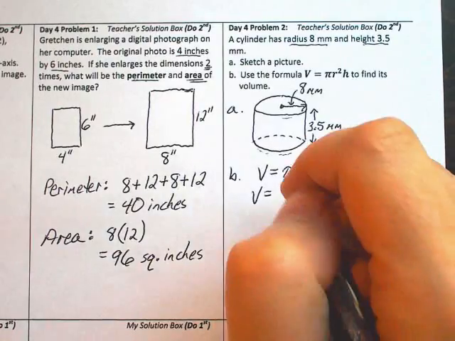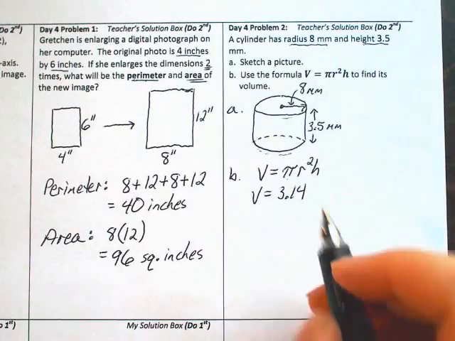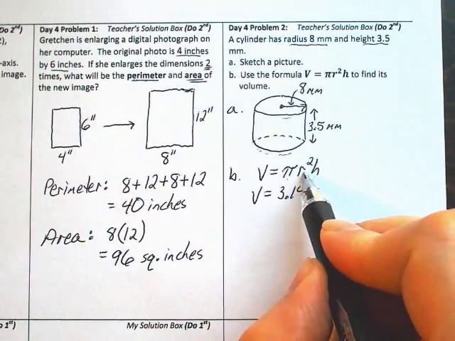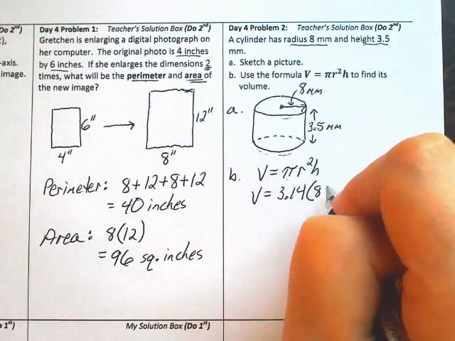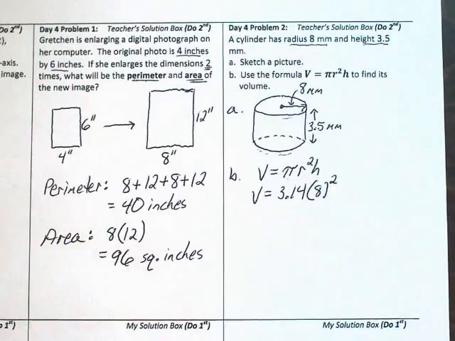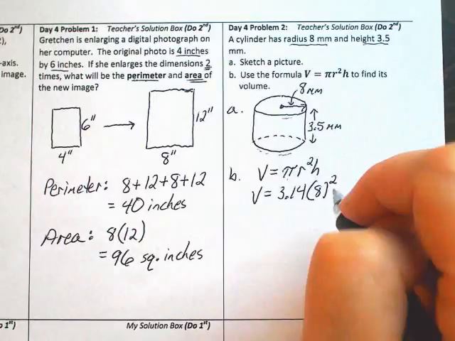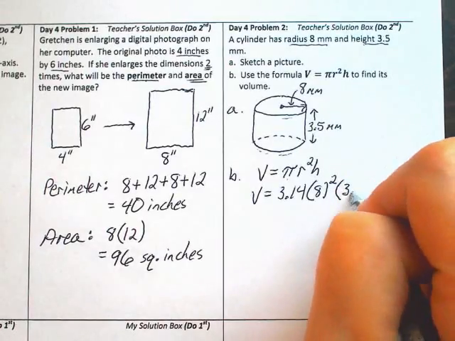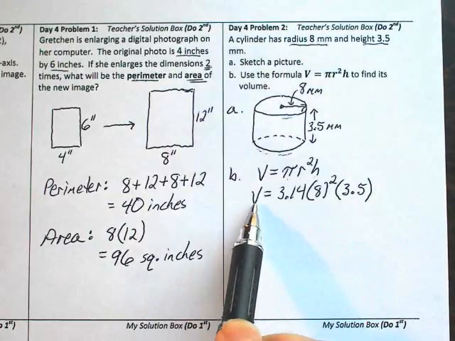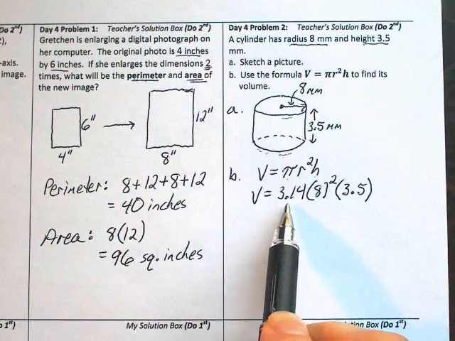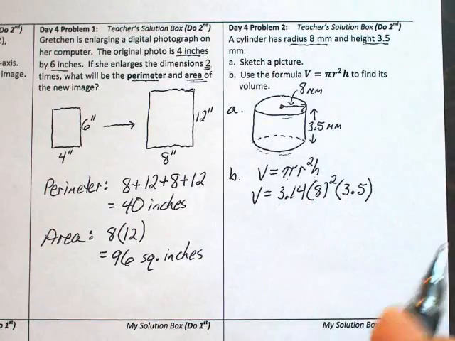So for the symbol pi, we can fill in 3.14. And for the variable r, which represents radius, that is the 8 millimeters. So 8 goes in for r, and then squared. And then for the letter h, the height, that is the 3.5. And so that goes in for h. And in this equation, if we want to find an answer for V, it looks like all that needs to be done is to multiply all of these numbers together.